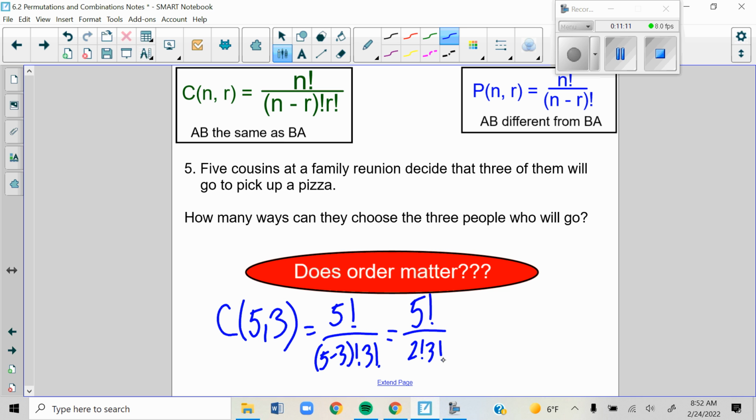So go ahead and type that into your calculator, use your formula, etc. Just a reminder, these go in parentheses. All right, so you should end up with 10 total possibilities for that to occur.